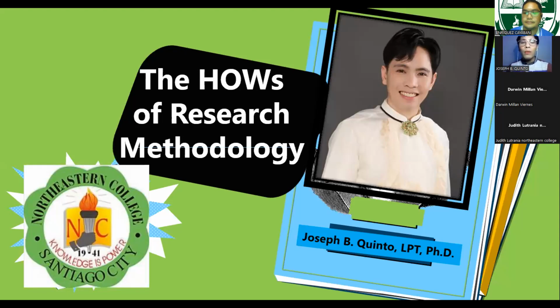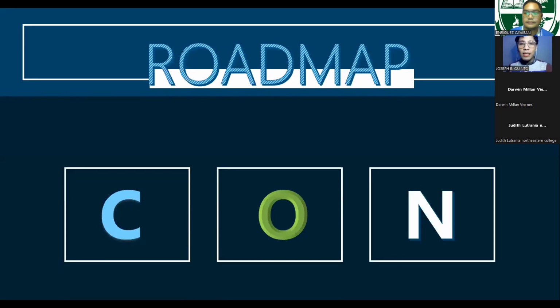And welcome to our session titled The House of Research Methodology. Once again, my name is Mr. Joseph B. Quinto. In particular, our roadmap for this afternoon will be the following. I would like to take the initials of College of Nursing, CON, to reflect our roadmap. C stands for Communicate your thoughts and reflection points about research. O is to Organize your methodology through top tips in research endeavors. And N is to Neutralize common errors in writing your research. That's our roadmap for this afternoon.